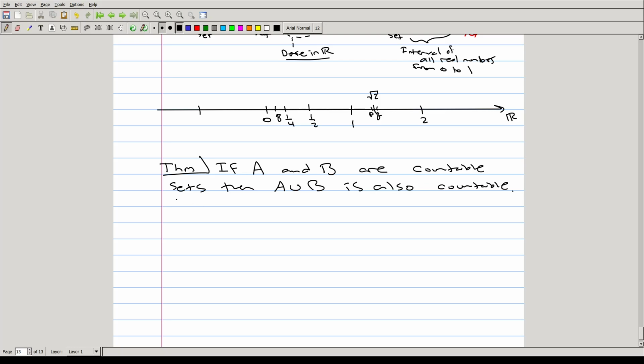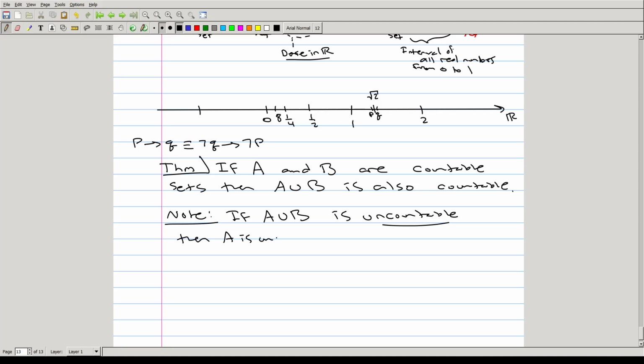Note that this means, by the contrapositive, if you have if P then Q, this is logically equivalent to if not Q then not P. So if the union of two sets is uncountable, or not countable, then the negation of A is countable and B is countable is: A is not countable, or A is uncountable, or B is uncountable.